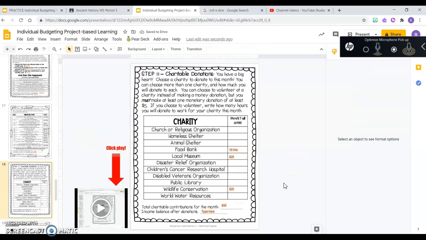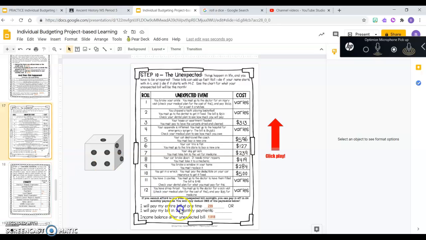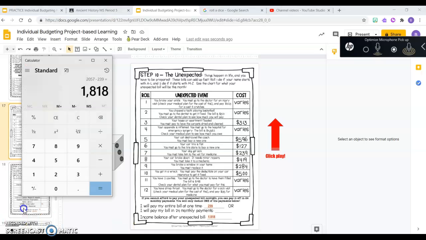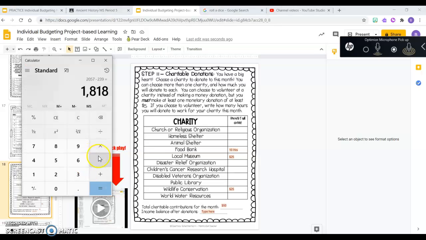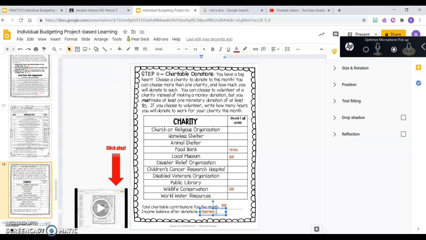And as we have gotten used to, you go back up to your last payment, $1,818. Put it into your calculator, and you're going to take that away from your charitable donations. So $1,818 minus the $50 I am donating for November brings me to $1,768.00.